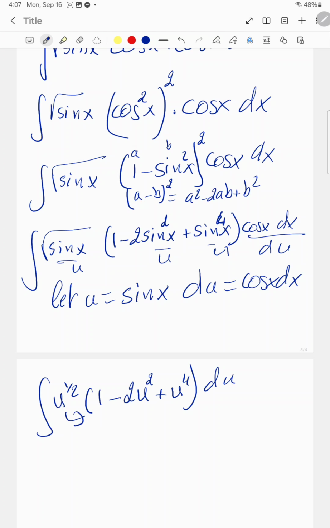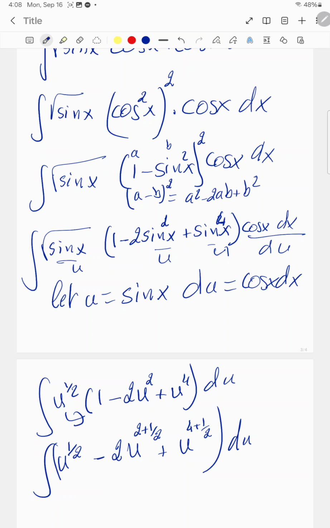Now let's multiply du with 1 minus 2u square plus u to the power of 4. So here I know it is u to the power 1/2, minus, here I have u to the power 1/2 times 2u to the power 2, it becomes 2u to the power of 2 plus 1/2. I'm going to write it like that so you understand better. Plus u to the power of 4 plus 1/2. And all that is du.